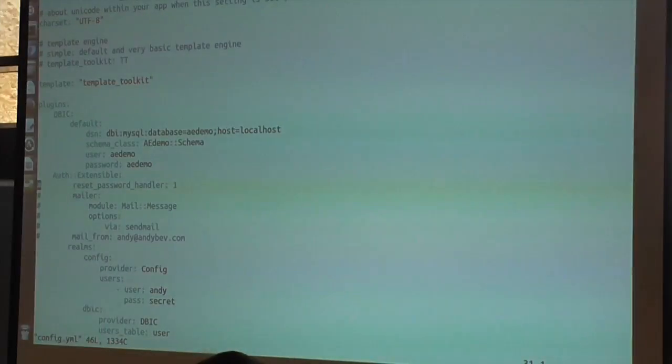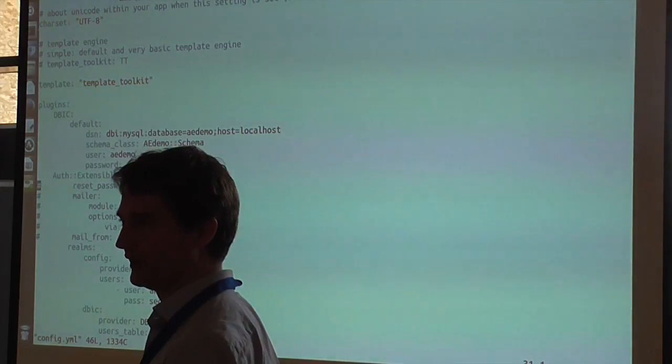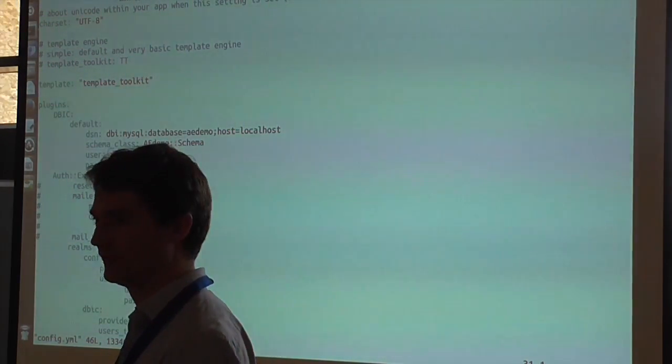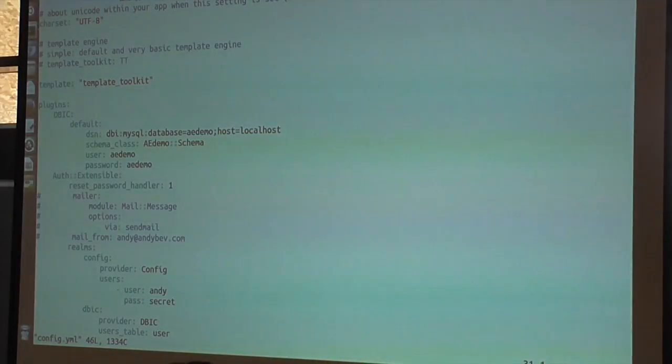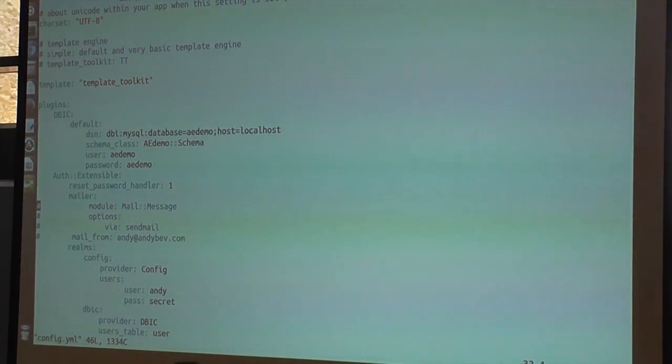And this is just showing how simple it is, really. In order to use the reset password functionality, again, very little configuration. All I do is add a few things to the configuration file, which are these things here. So I say I want to have a reset password handler. I've got to configure a mailer in order to be able to send the email. There's only one mailer available at the moment, and that uses the Mail::Message module, but there's no reason why more won't be added. And a few options in there to say who I want it to go from and how I want it to be sent.